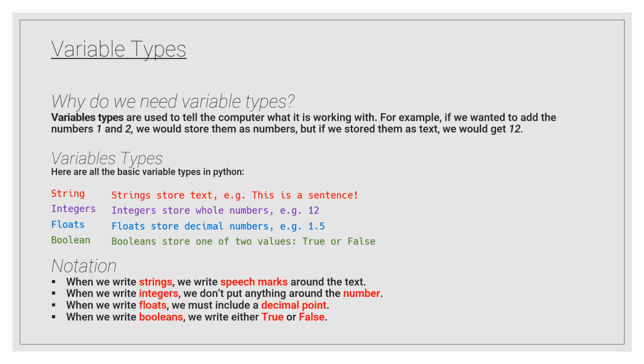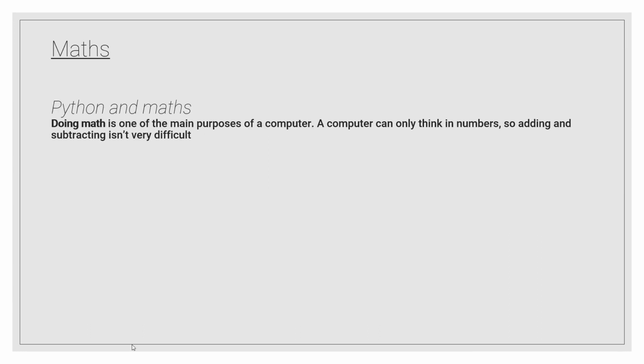To create the variables, we use different notations. When we write strings, we write speech marks around the text. When we write integers, we don't put anything around the number. When we write floats, we must include a decimal point. And when we write booleans, we either write true or false. It is important, however, to capitalize the true and the false, otherwise it won't work.